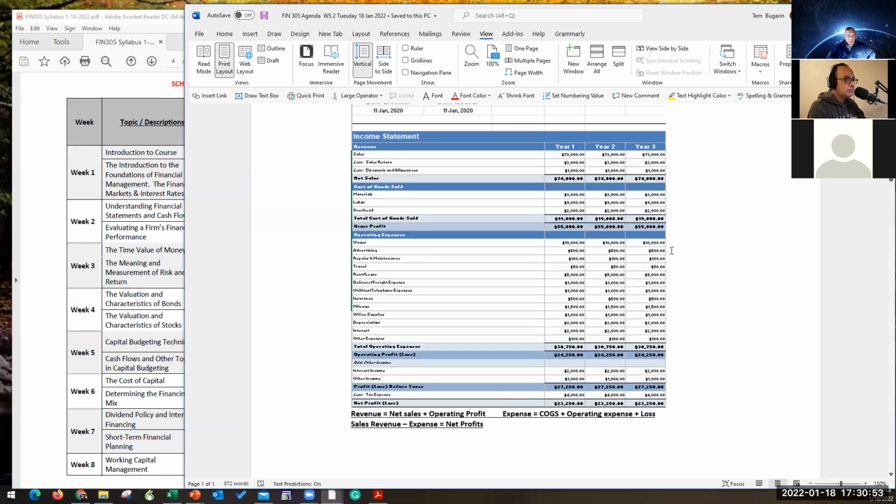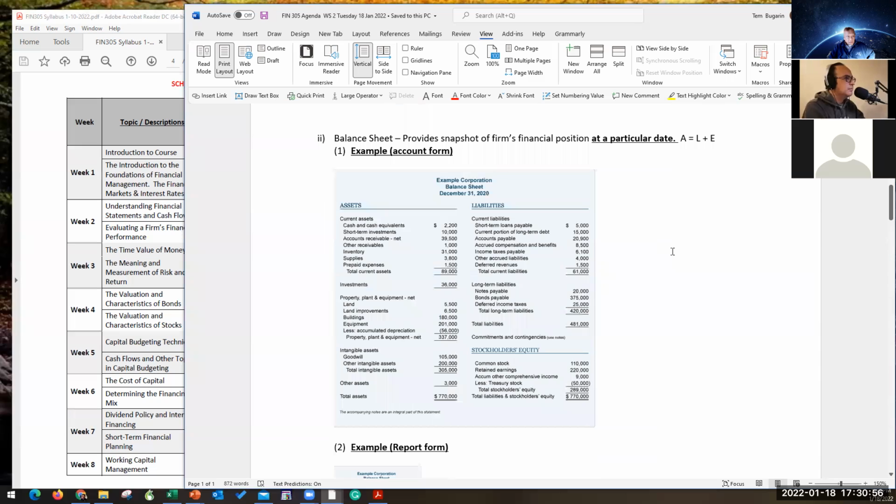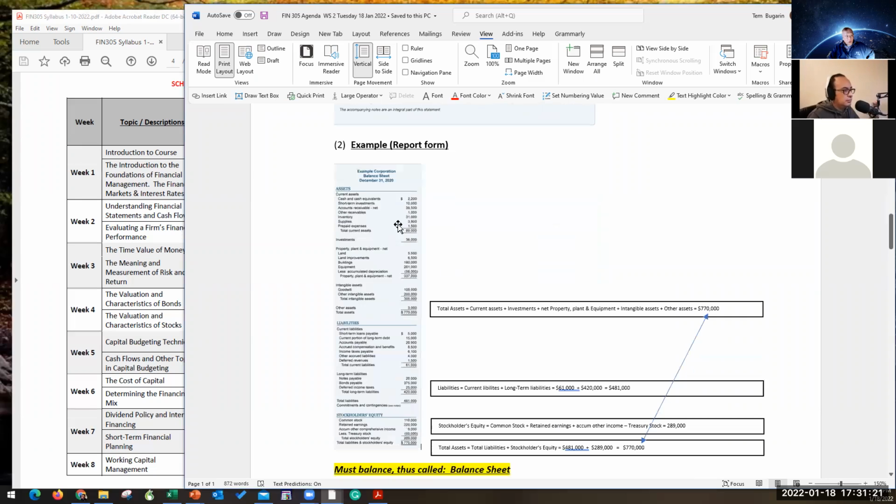Great. Thank you, teacher. All right, now let's talk about the balance sheet. The difference between the balance sheet and the income statement is that a balance sheet is as of a particular date. And in here, assets must equal liabilities plus equity. Here's an example of an accounting form where assets are on the left side and the right side is liabilities and stockholders' equity. But a balance sheet can also be in a report form where you have it all in one column: assets, liabilities, and stockholders' equity.